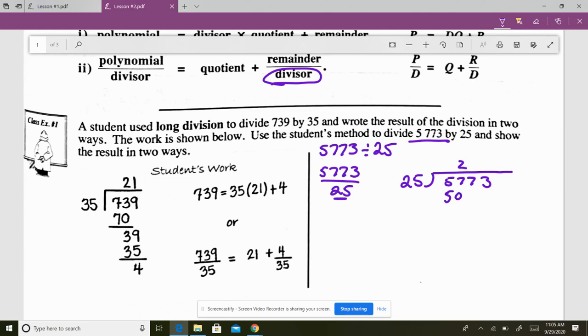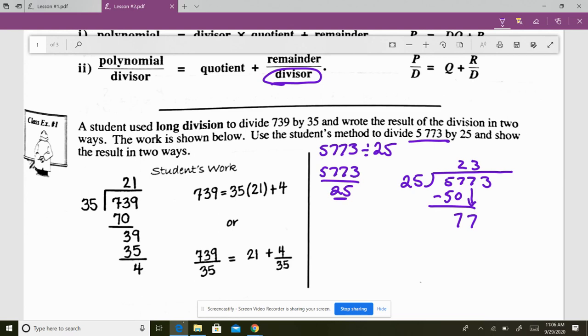Then what do? You subtract them. So you get 7, right? Then what do? You drop the other 7 down. Draw a little arrow. And we do it again. 25 into 77 goes how many times? 3 times, right? You can't go over. So I put a 3.